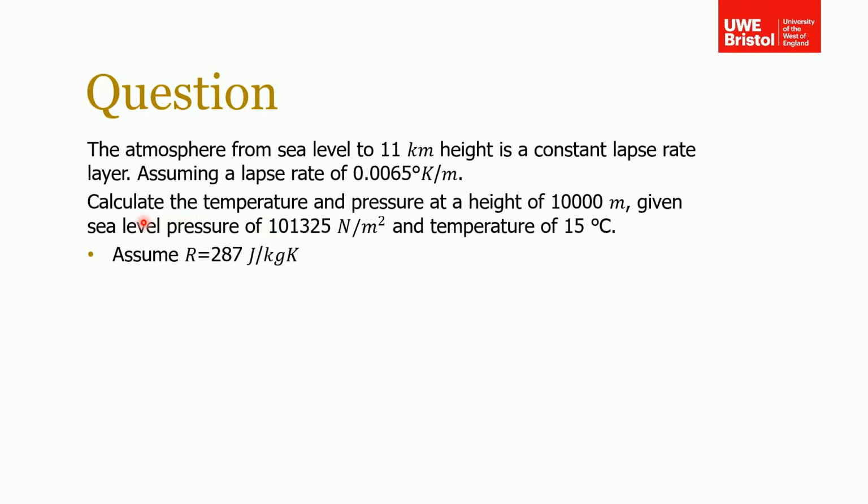In this question, we're asked to calculate the pressure, ultimately the atmospheric pressure, at a height of 10 kilometers above the surface. But we're given this extra bit of information. We're told that the atmosphere from sea level up to 11 kilometers high is a constant lapse rate layer, and we can assume a lapse rate of basically 6.5 degrees Kelvin per kilometer. And we're also told the pressure at sea level, the temperature at sea level, and the specific gas constant.